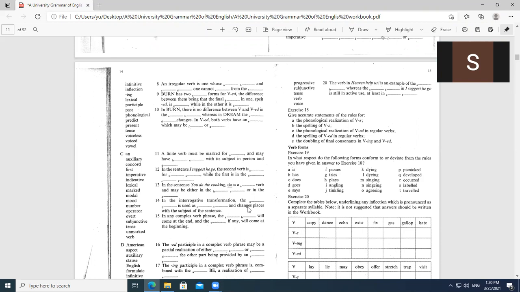The verb in "Heaven help us" is an example of the formulaic subjunctive, whereas the mandative subjunctive in "I suggest he go" is still in active use, at least in American English.